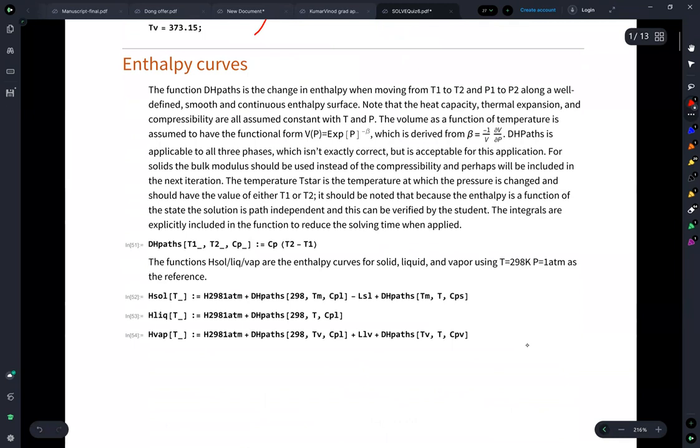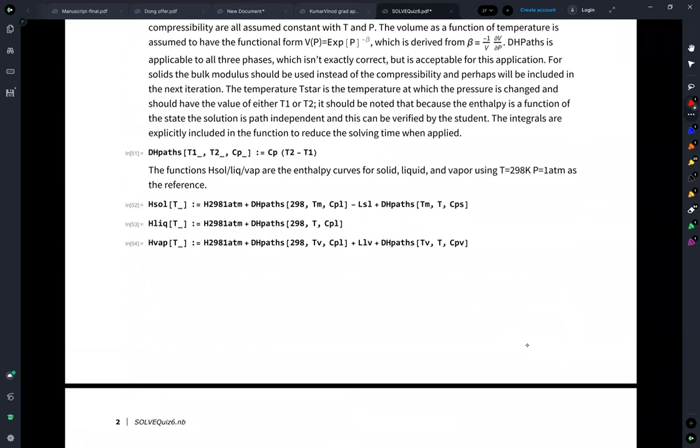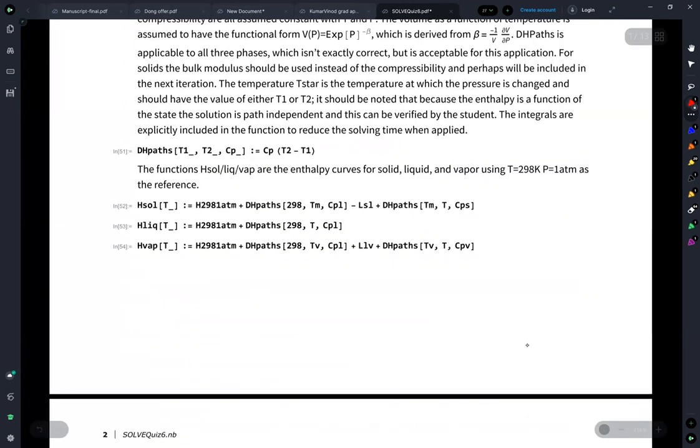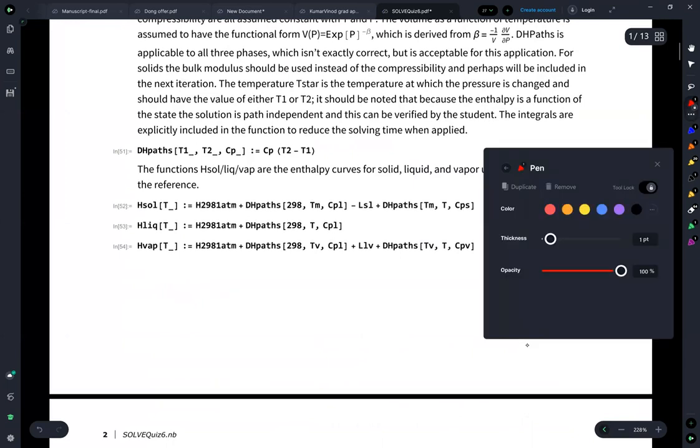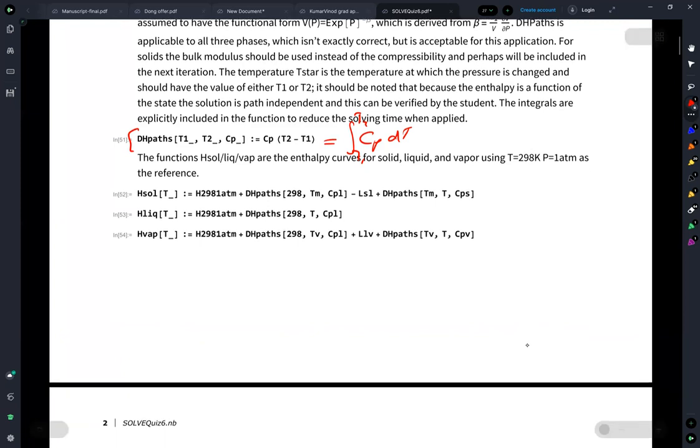So first we'll do the enthalpy curves, and in this I just took the heat capacity to be constant, which means that if you're integrating Cp dT from T1 to T2, you just get that constant heat capacity times the temperature difference. So I created a function which is the path from T1 to T2 at a constant heat capacity.